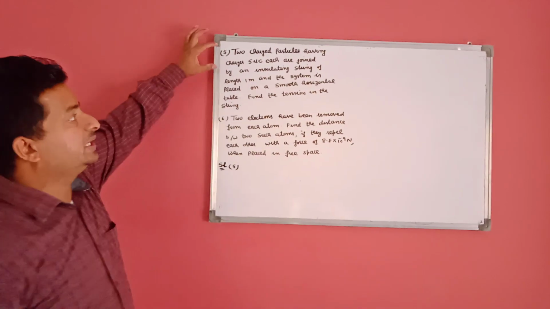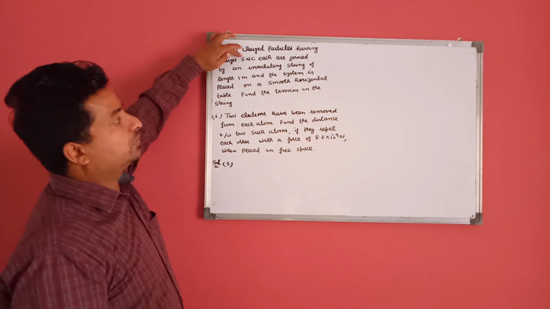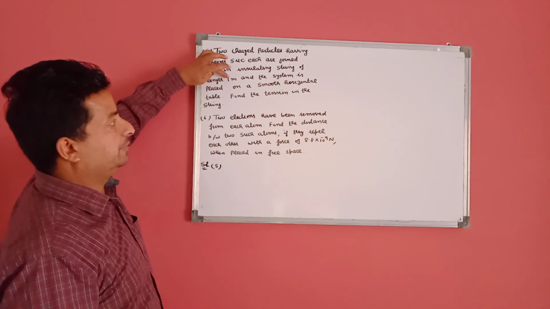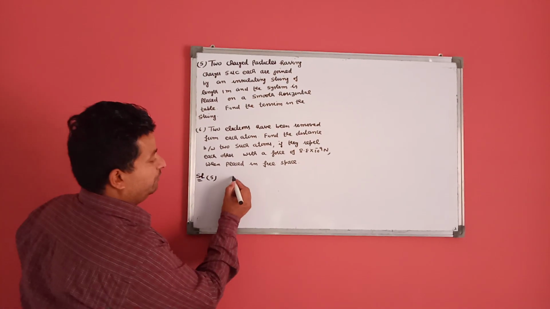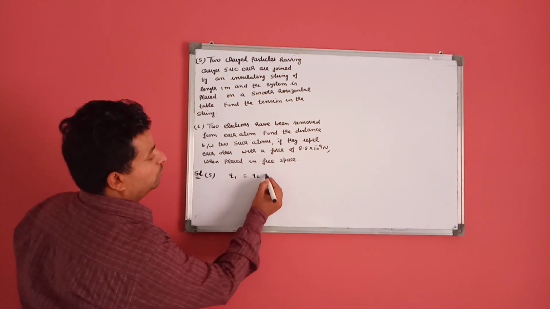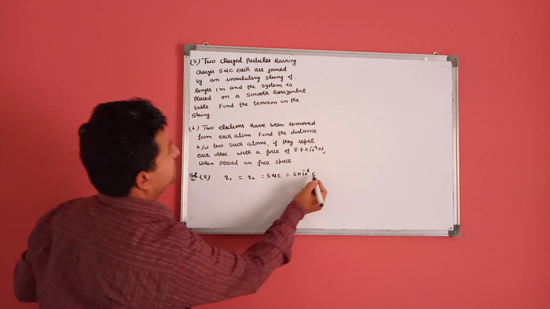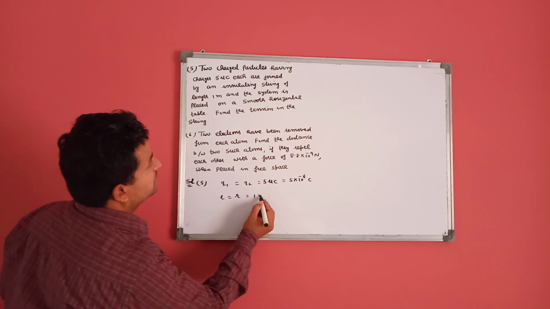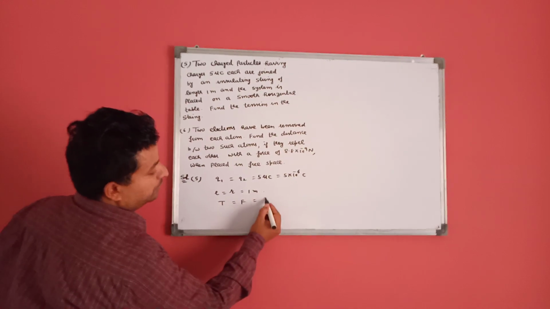The fifth numerical problem is: two charged particles having charges 5 microcoulomb each are joined by an insulating string of length 1 meter and the system is placed on a smooth horizontal table. Find the tension in the string. In this question we have Q1, Q2, both charges 5 microcoulomb. Micro is 10 the power minus 6 and length L is equal to R, which is 1 meter. We are required to find tension. Tension is equal to force, which is to be found.